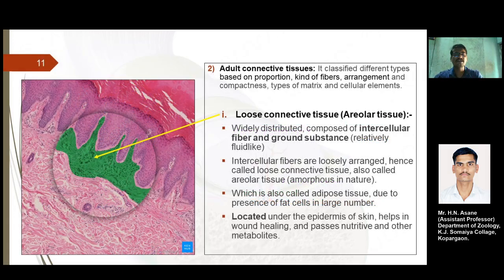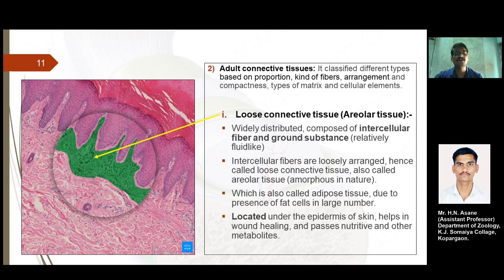The second main type is adult connective tissue, which originates from the mesenchymal cell itself. It is classified and differentiated into different types based on the proportion, kind of fiber, and arrangement of the adult connective tissue, the compactness of the tissue in the matrix and what type of matrix it is situated in, and what kind of cellular elements are present in the adult connective tissue.